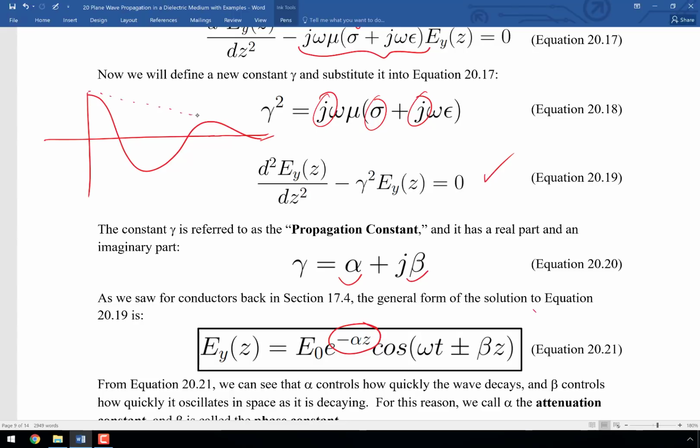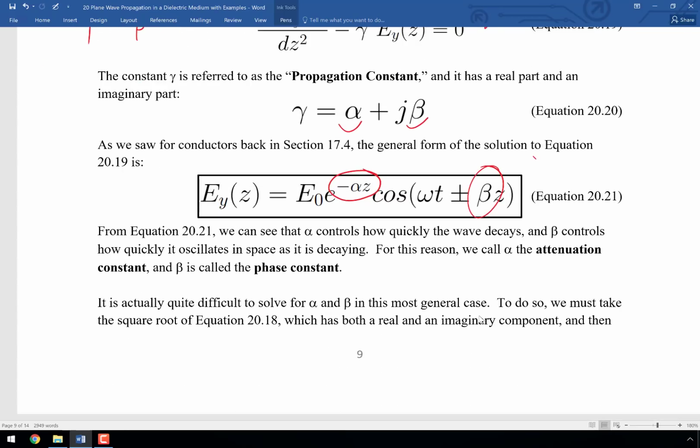This envelope here is controlled by alpha, and this rate of oscillation here is going to be controlled by beta. So we have the real part, which is going to control how quickly the wave decays, and then beta, the imaginary part, is going to control how quickly it oscillates, because beta appears right here in the cosine. So alpha is the attenuation constant, beta is the phase constant. And it's actually really difficult to solve for alpha and beta.